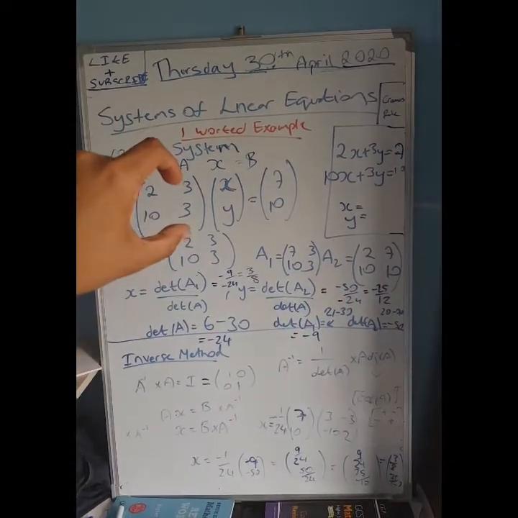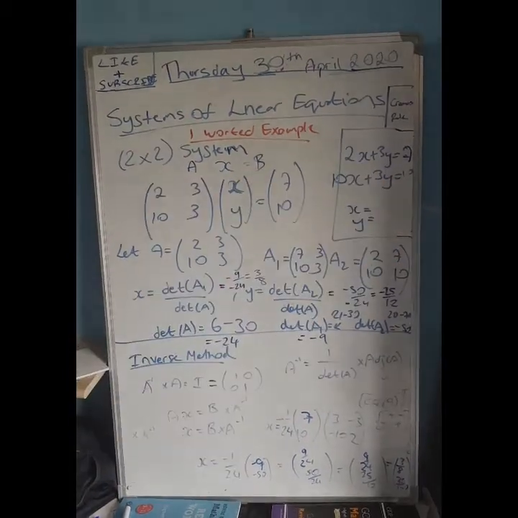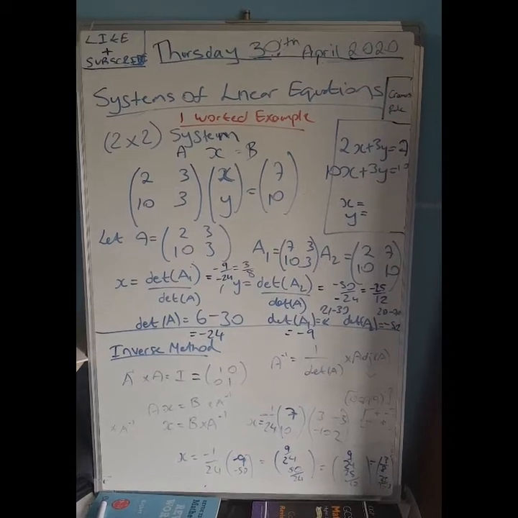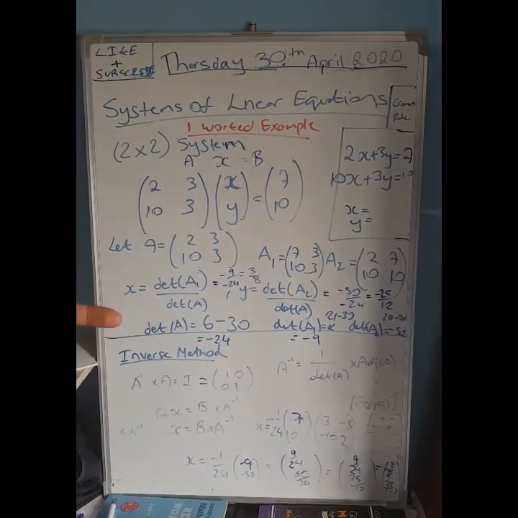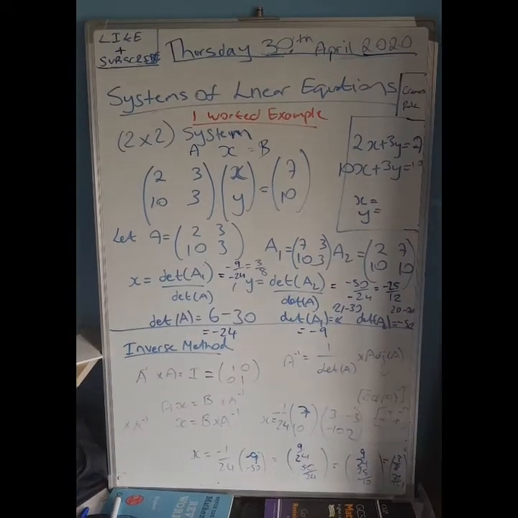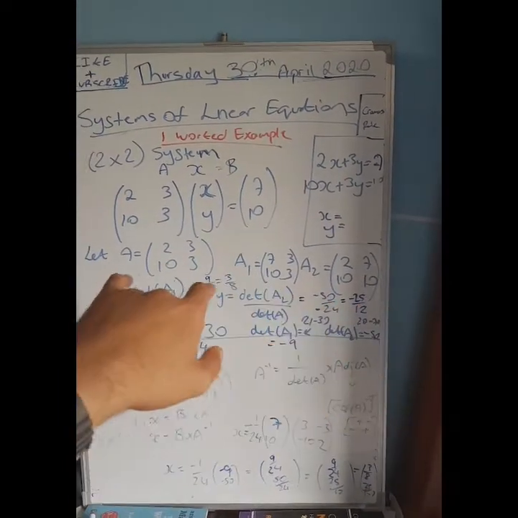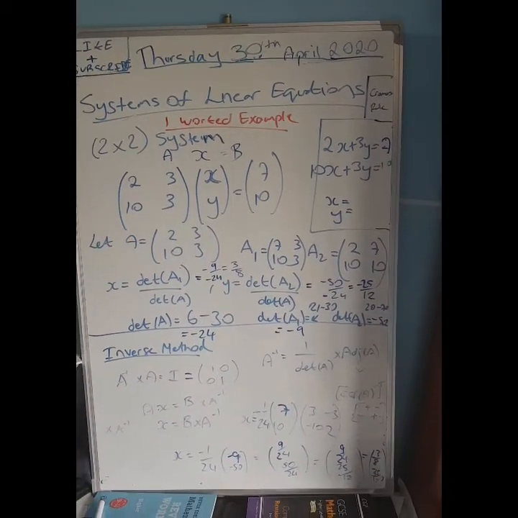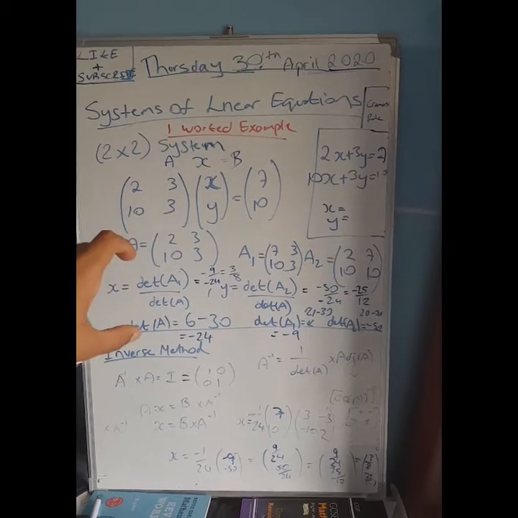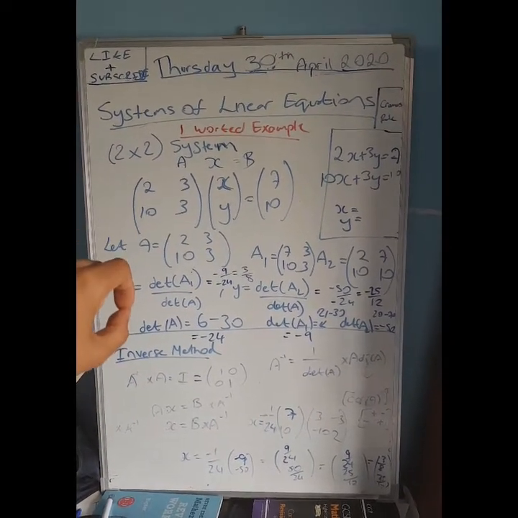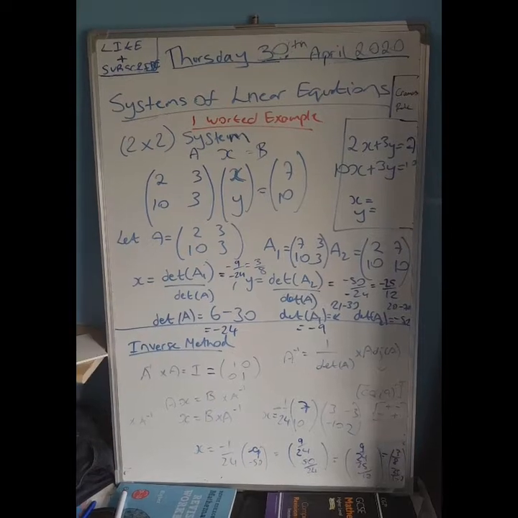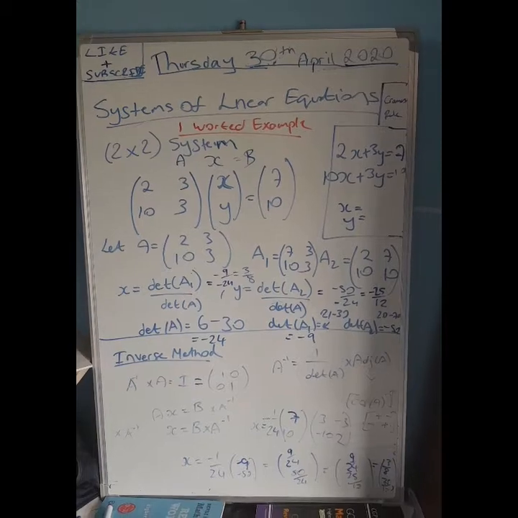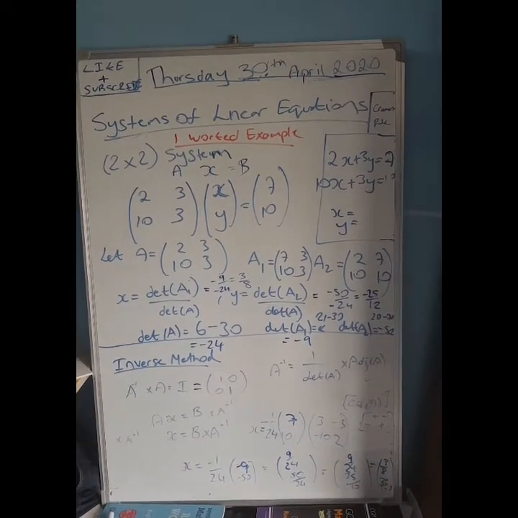And then for A2, I've replaced 3 and 3 with 7 and 10. And I've worked out the determinant for each one of those cases, so I've worked out the determinants of A, A1, and A2. Now, by doing this process, by replacing, we're finding solutions for x and y. The process is that to work out x is the determinant of A1 over det A, and y is equal to the determinant of A2 over det A, and then that would be my solution.